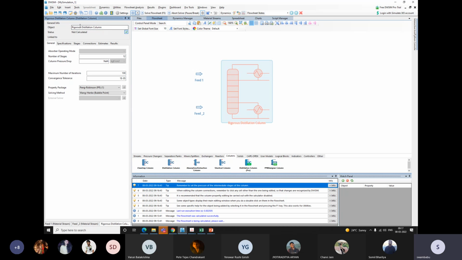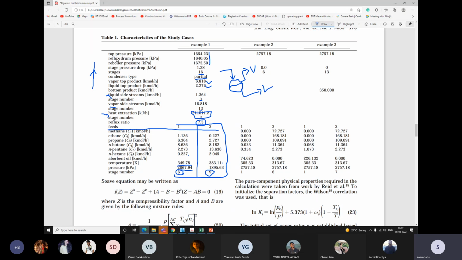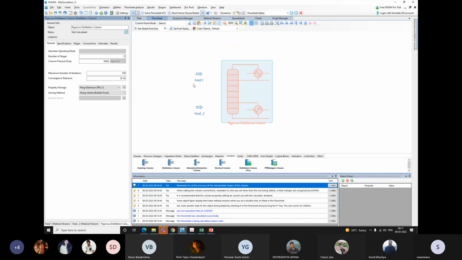Rigorous distillation column. So number of stages. How many number of stages we need to enter? Here it is given that the number of stages is 16, so I am just entering 16.